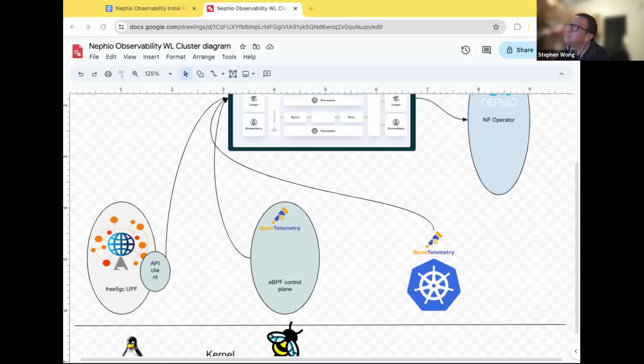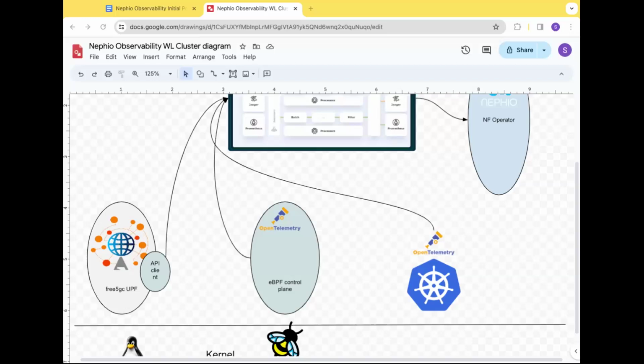Okay. But that's my 2 cents. That's why I would break down the NF operator into pieces and have them as individual things that are going to act on stuff.